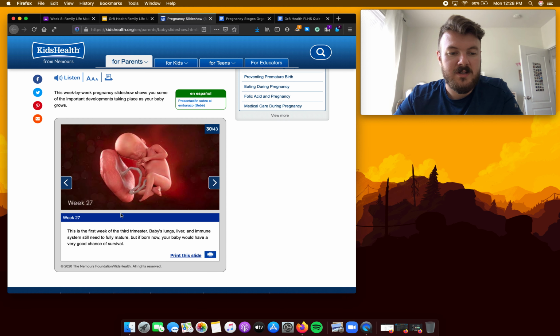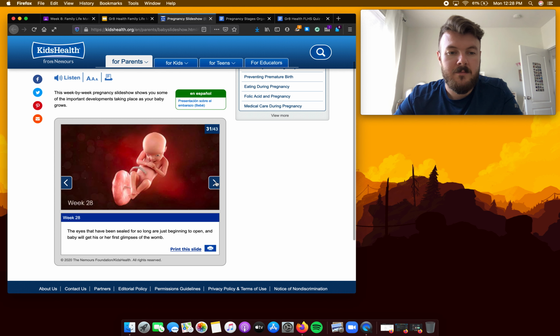Now, week 27, this is the first week of the 3rd trimester. The baby's lungs, liver, and immune system will still need to fully mature, but if born now, the baby would have a good chance of survival. So it could be born as early as 27 weeks and be totally fine.